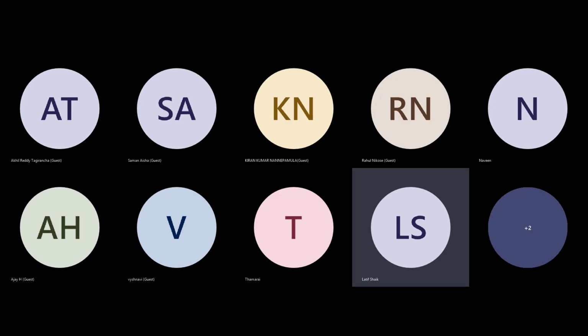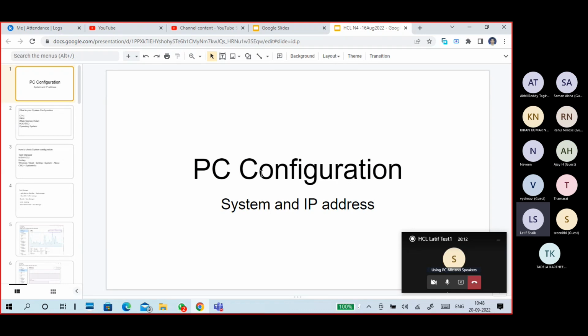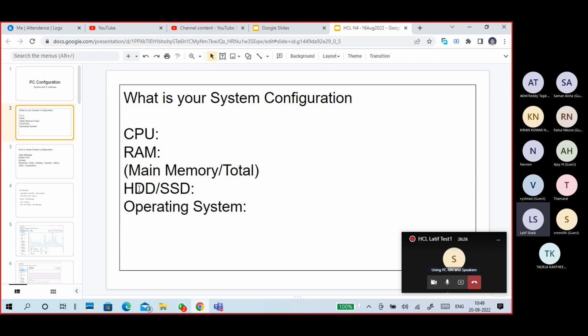Class, yesterday we discussed what a PC configuration is, and because of this we can also understand that there are certain components in your PC. The important parts of the system configuration tell about your CPU, RAM, hard disk, and operating system.